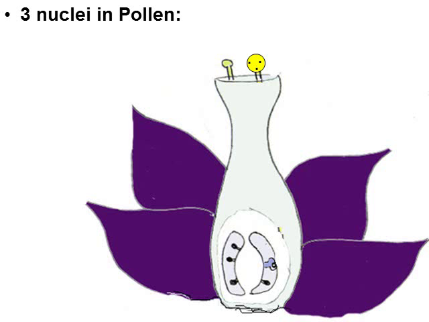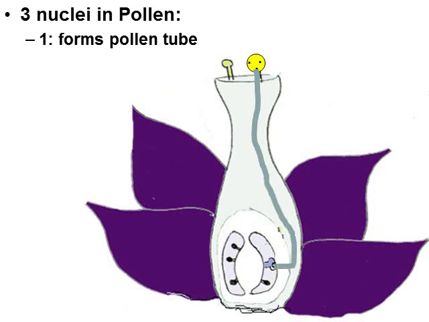And as we said, one of them is going to form a pollen tube. Watch the animation. One of them is going to form a pollen tube, which will go all the way down into the ovary. And in a moment, the other two are going to transfer through that tube.